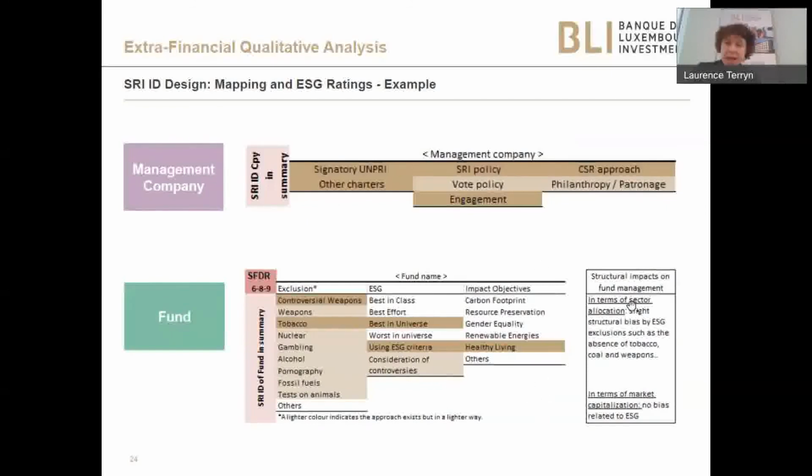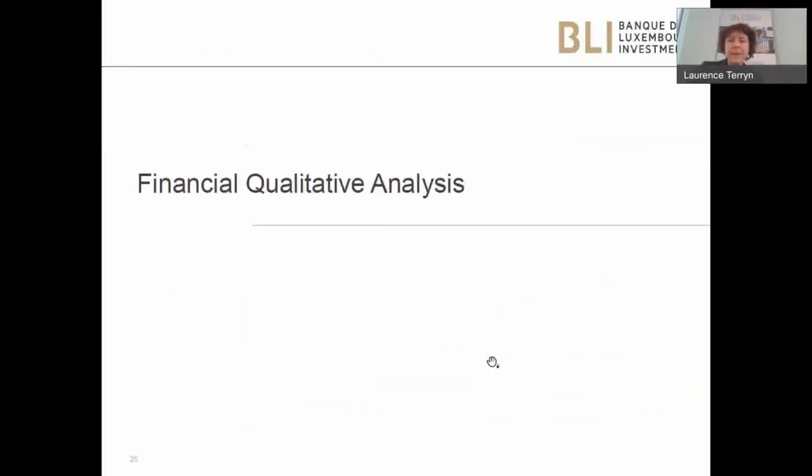On the fund itself, we summarize the exclusion part, the ESG strategy, the impact objective, if there are some, and also the impact on the portfolio. Is there some bias on the sector, market capitalization, and it could be also on the regional allocation. This is the example of the first view you can see on our SRI ID report. That was a broad view of the extra financial ESG, in this case, qualitative analysis.